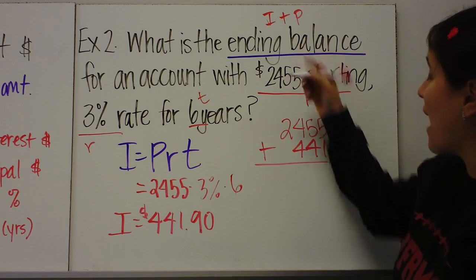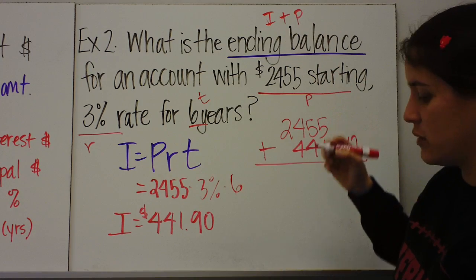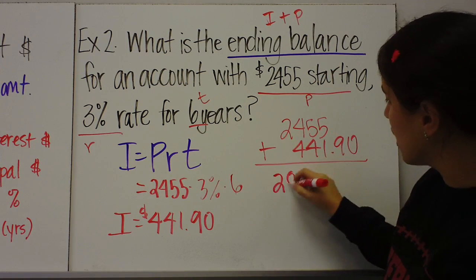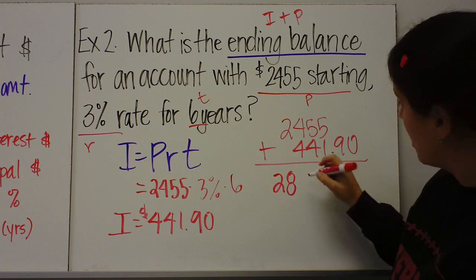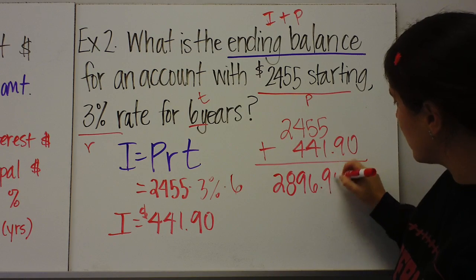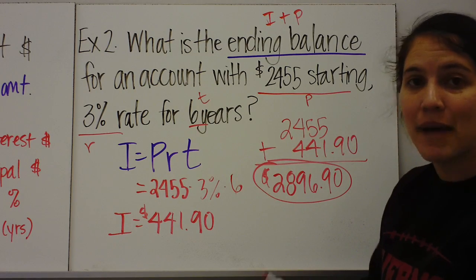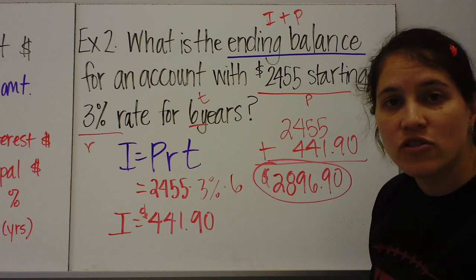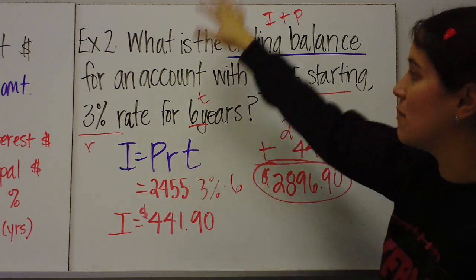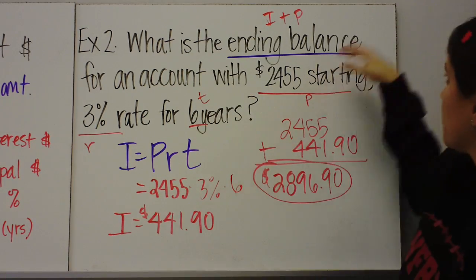And our ending balance altogether, interest plus principal, is $2,891.90. That is your ending balance. So if you have a question later on about ending balance, come back and look at this example.